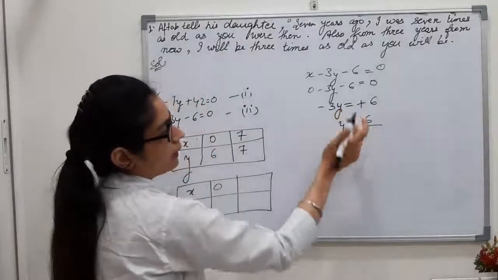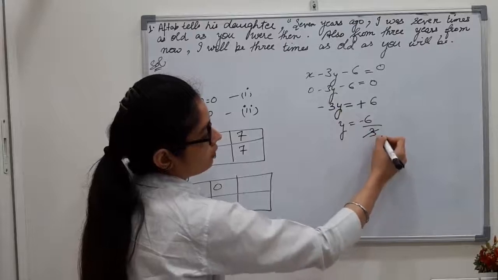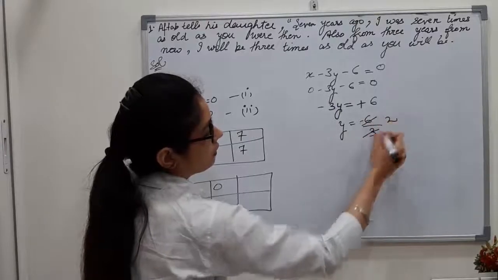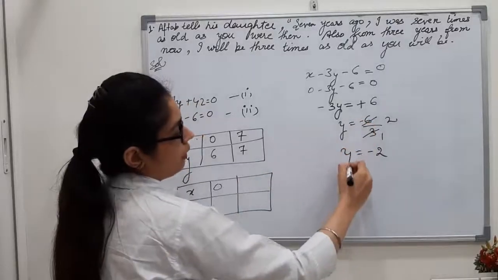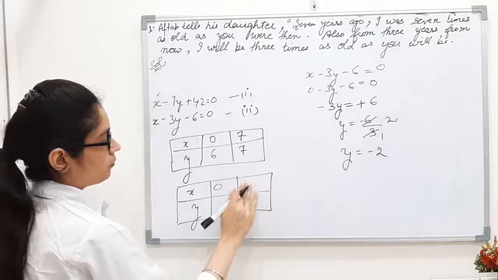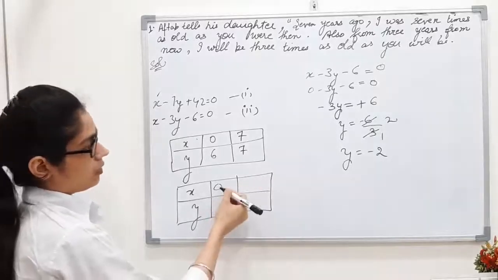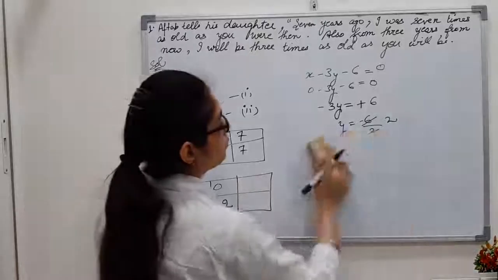By 6, minus 3 is getting multiplied, on the other side it will get divided. 3 1s are 3 and 3 2s are 6. It will be minus 2 because the minus sign is also there. So y you will get minus 2. On putting x equal to 0, you are getting y equal to minus 2.